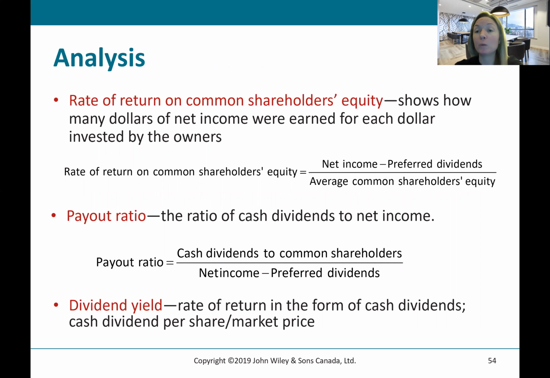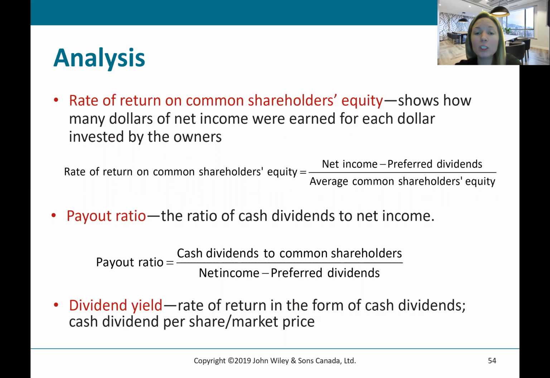We also have a few ratios that we can use to analyze the capital section of our statement of financial position. We've got the rate of return on common shareholders' equity. This shows how many dollars of net income were earned for each dollar invested by the owner. This is where we take net income minus the preferred dividends, and we divide it by the average common shareholders' equity.